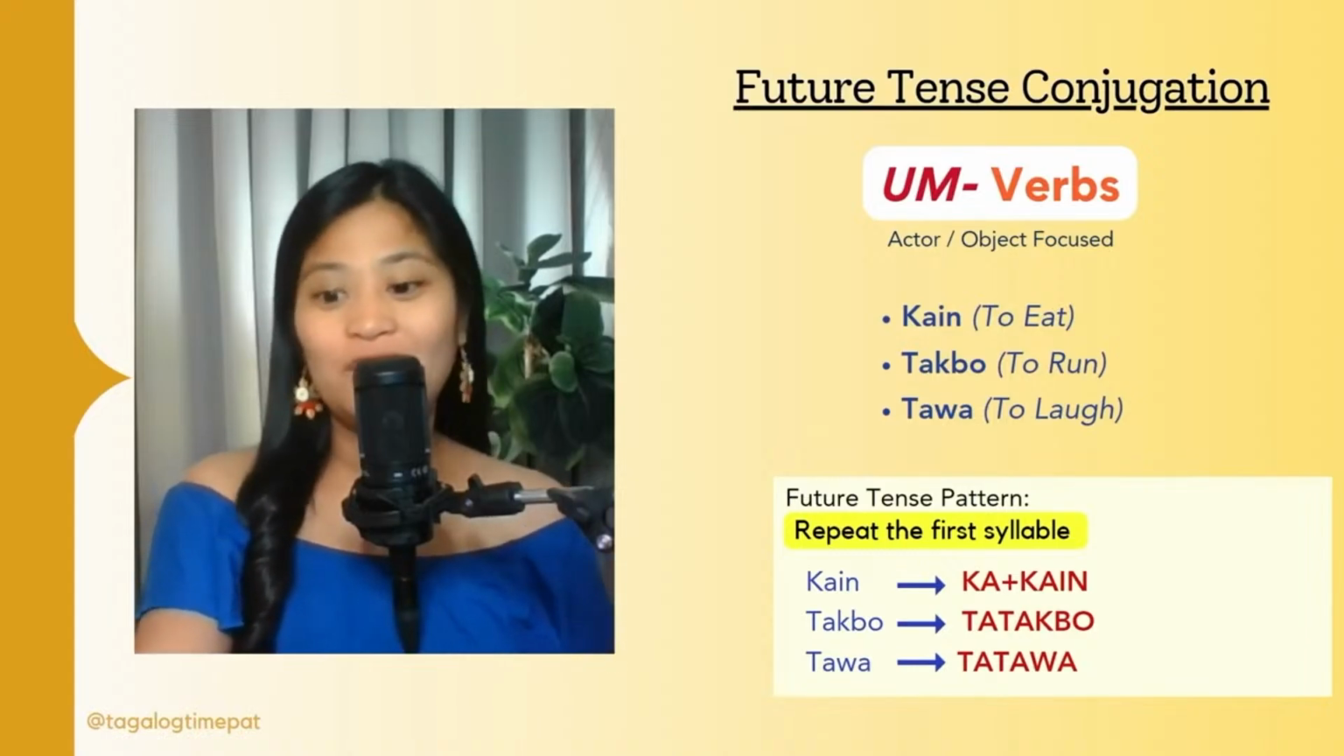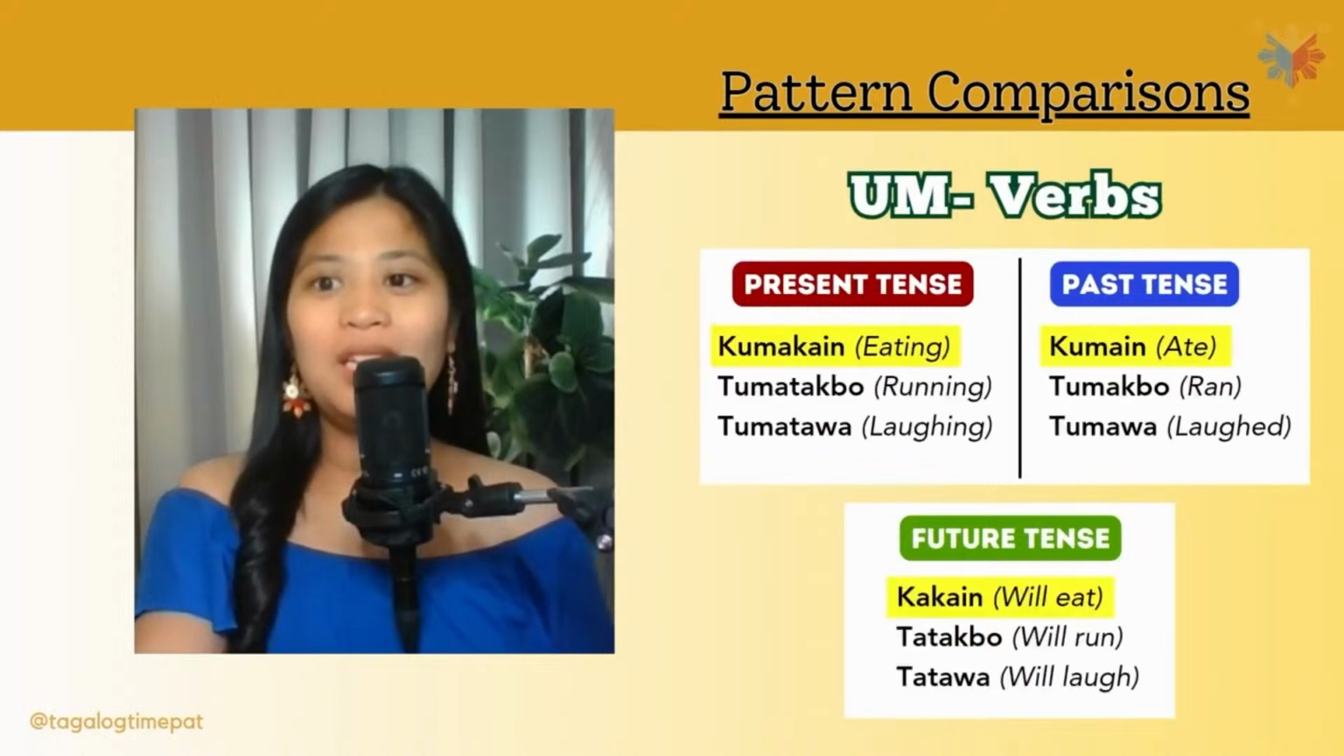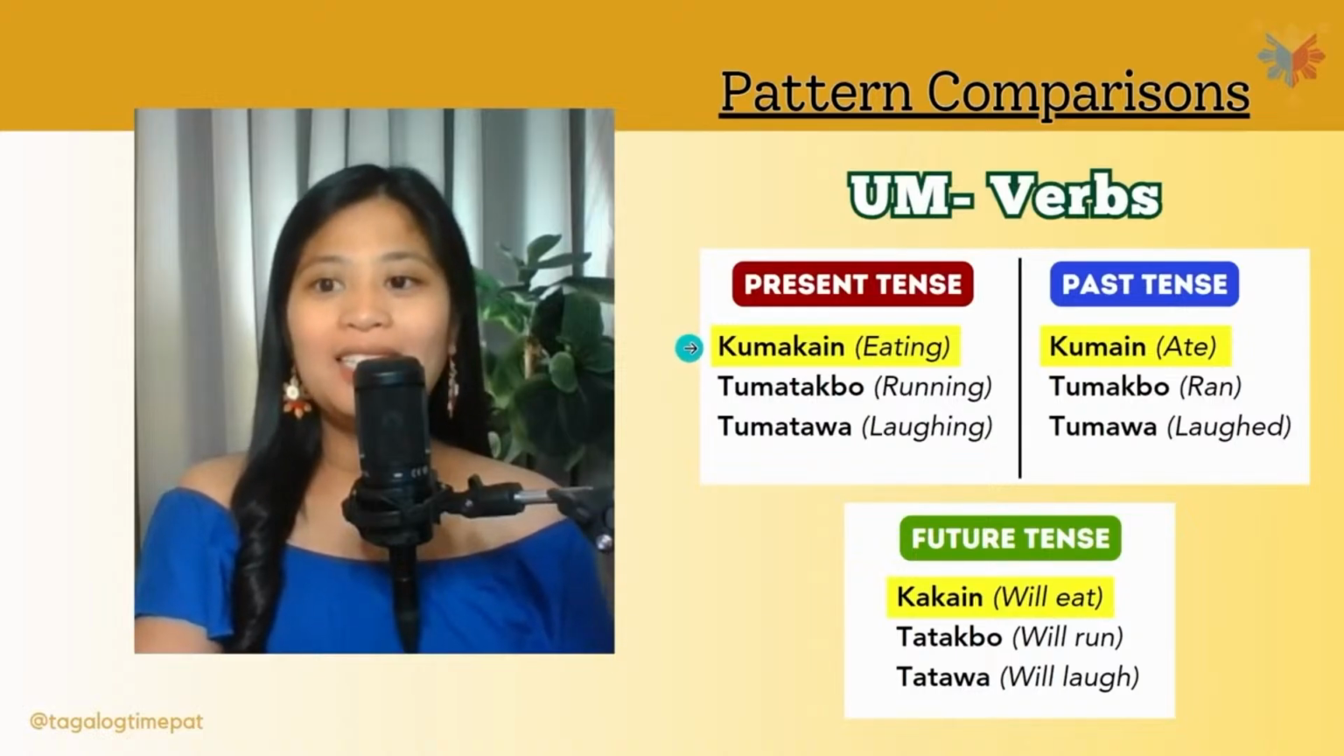Very interesting. They just dropped the altogether. So let's go ahead and compare all of the conjugation patterns for verbs. We'll just take a look at the verb kain here, highlighted in yellow.